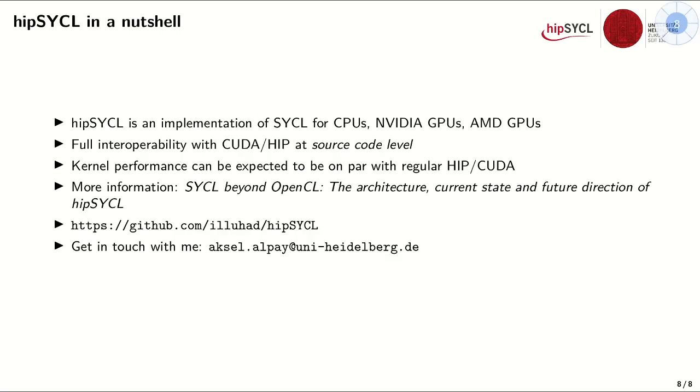So to wrap it up, HipSYCL is an implementation of SYCL for CPUs, NVIDIA GPUs, and AMD GPUs. It provides full interoperability with CUDA or HIP at source code level, and really allows you to create highly optimized device-specific code paths using the latest CUDA or HIP intrinsics, for example. By design, kernel performance can be expected to be on par with regular HIP or CUDA, and if you're interested in learning more about how it works and maybe also seeing some benchmark results, then I recommend you check out my talk, SYCL Beyond OpenCL: the architecture, current state, and future direction of HipSYCL.